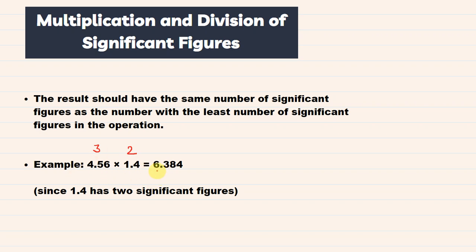On multiplication, we get this answer, 6.384, but we need to round it off to two significant figures. On rounding off, the answer will be 6.4 and this will have two significant figures. This will be the correct answer to this question.